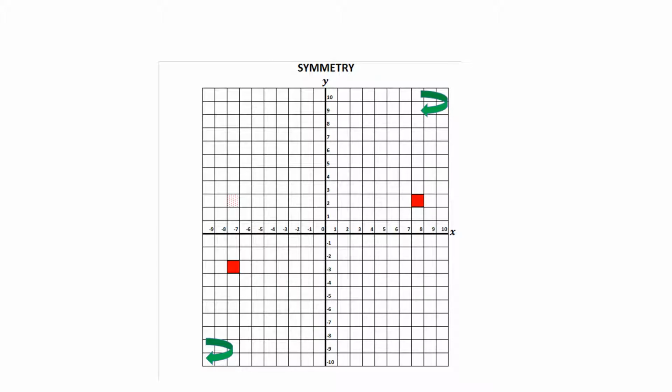So if you do 2 successive flips, x-axis, y-axis, or y-axis, x-axis, and you get the same picture, we say it's symmetric about the origin.